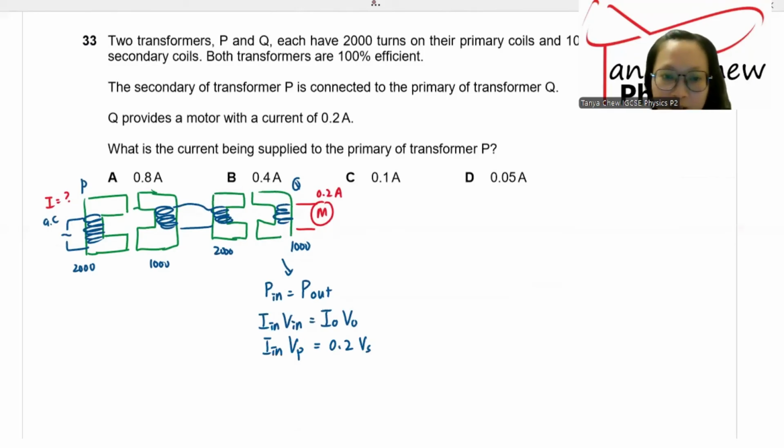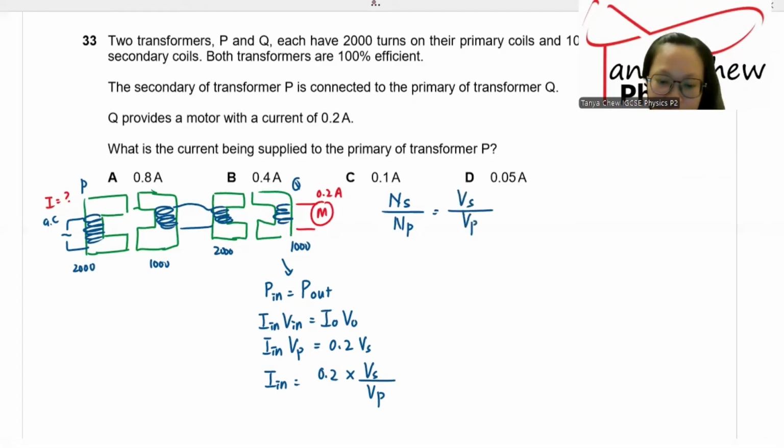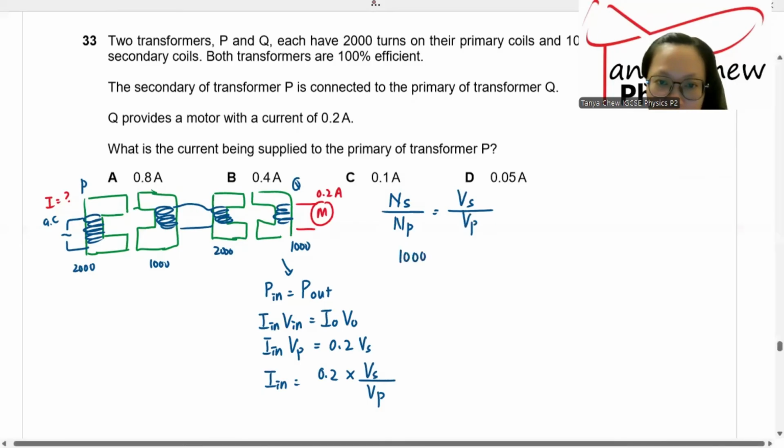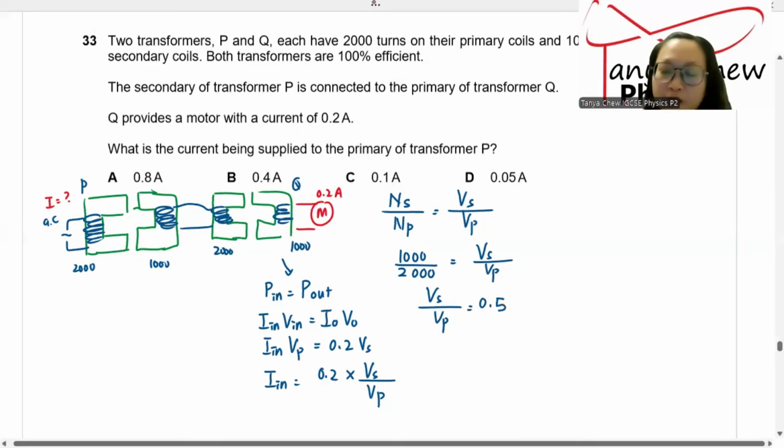So I need to find a relationship. I input to Q is equal to 0.2 times Vs, secondary voltage per primary voltage. Don't worry because the number of turns is given. So the number of turns in the secondary coil divided by the number of turns in the primary coil is equal to secondary voltage per primary voltage. So the number of turns in the secondary is 1,000 divided by 2,000, which is equal to Vs over Vp. So Vs over Vp is 0.5. So the ratio is 0.5.